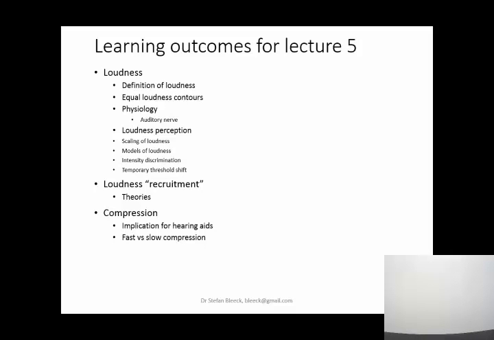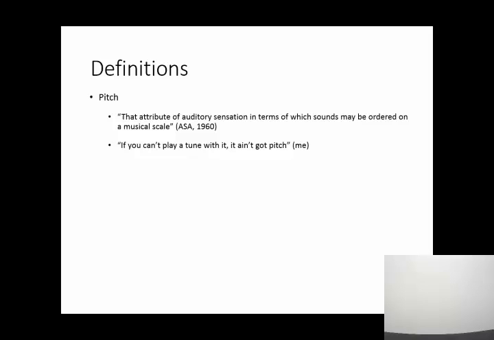So, learning outcomes today. We're learning about loudness, the definition of loudness, loudness contours, the physiology, how we measure loudness in our auditory nerves, and most importantly, how we perceive loudness. Two ways of measuring loudness: one is scaling and one is a physical way. We talk about models, intensity discrimination, and a little bit about adaptation. And then in the second half we talk about recruitment and compression, because that's the bit that is obviously most interesting for practical purposes.